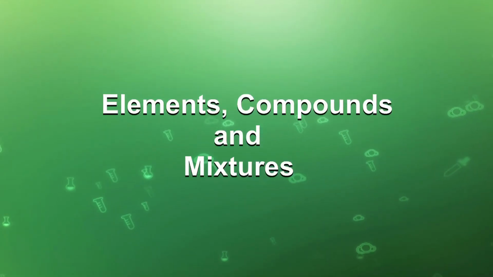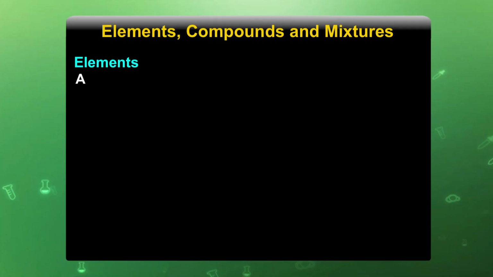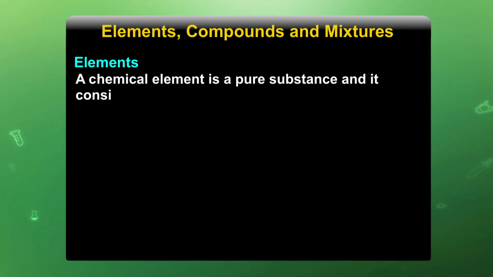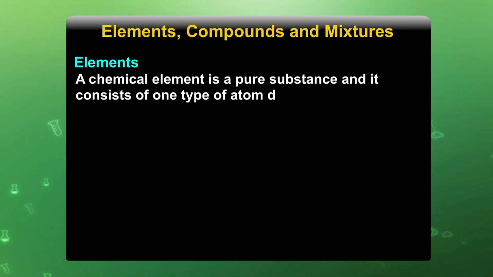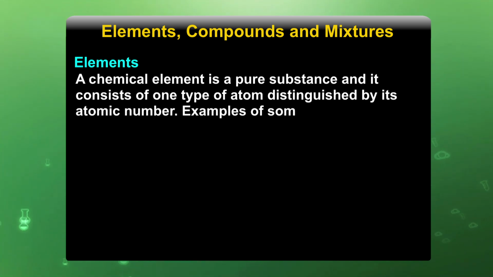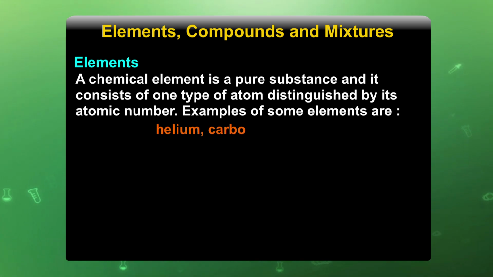Our next topic is elements, compounds and mixtures. On the basis of their chemical nature, matter is classified into elements, compounds and mixtures. A chemical element is a pure substance, and it consists of one type of atom distinguished by its atomic number. Examples of some elements are helium, carbon, iron and gold.